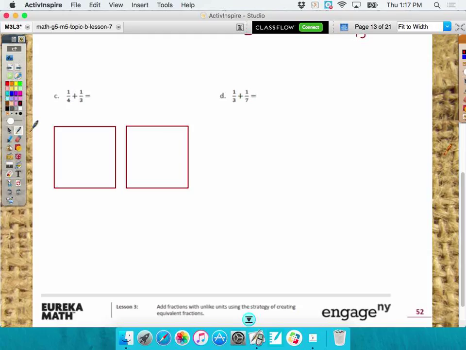All right, I'm going to start calling on people. Sebastian, how many equal parts do I need in my first area model? 4. So how many lines would that be? Oh my goodness, you're a step ahead of me. How many will I shade here? Sebastian, how many will I shade? 1. Okay, good.